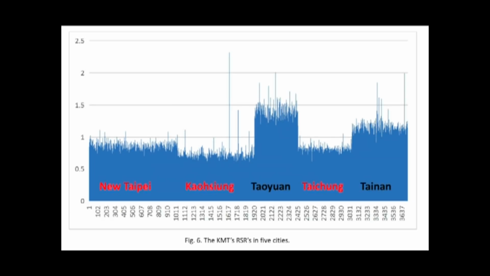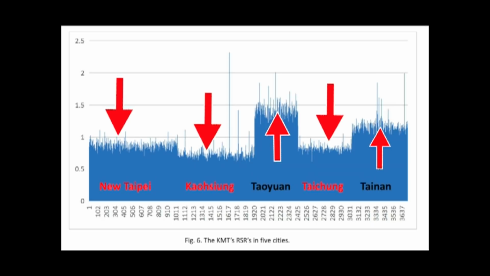In this graph, we can see on the x-axis the areas in the 5 cities. On the y-axis, we can see the KMT's relative support rate. We can see in the red areas that the KMT lost support in New Taipei, lost a lot of support in Kaohsiung, and also lost a fair amount of support in Taichung. However, in Tainan, the KMT somehow gained support, and in Taoyuan, the KMT gained a lot of support.